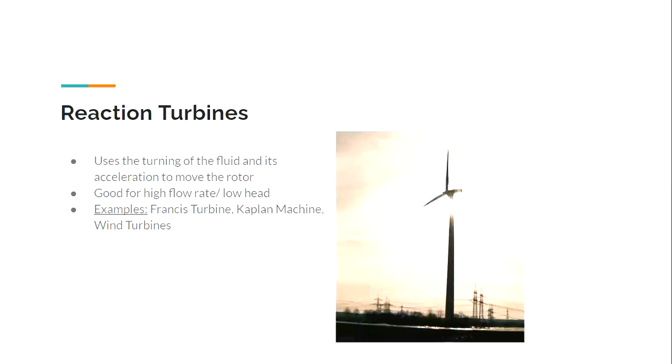Meanwhile, we have reaction turbines, where they utilize the turning of the fluid and its acceleration to move the blades in the rotor. This is why reaction turbines are better to use in situations where there are high flow rates and low heads. An example of this would just be wind turbines, where the wind is on the same level as the turbine.